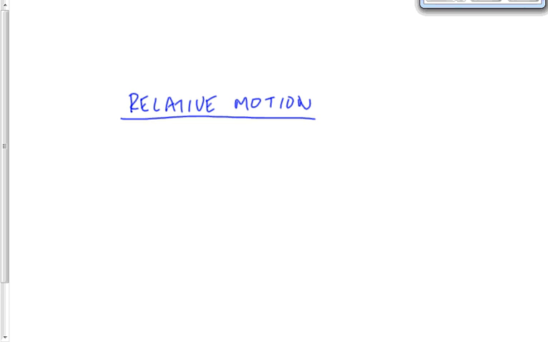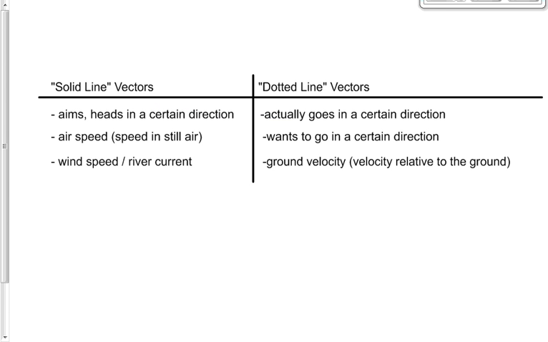The trick now is remembering which vector is which. Which vector is what we call a solid line vector, and which vector is what we call a dotted line vector? If you remember, the solid line vectors are those vectors that contribute to where we go. For instance, when we aim in a particular direction or head in a particular direction, that's not where we're going. I mean, it could end up being where we're going if there's no wind or anything. But if there's any other factors involved, we don't go where we aim. We don't go where we head. That's a solid line vector because that contributes to where we go.